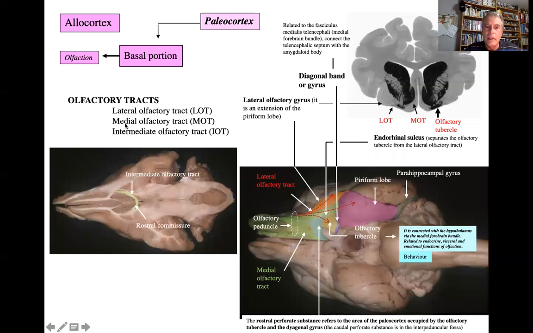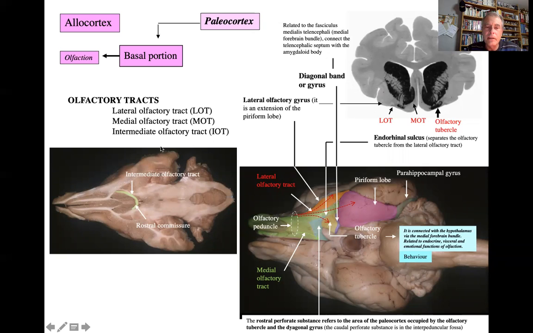The lateral, the medial, and the intermediate. Okay, this is a dorsal section of an encephalon of a dog. The cortex nuclei here, right? And what do we see? We see in this green, what I have marked here is the intermediate olfactory tract.